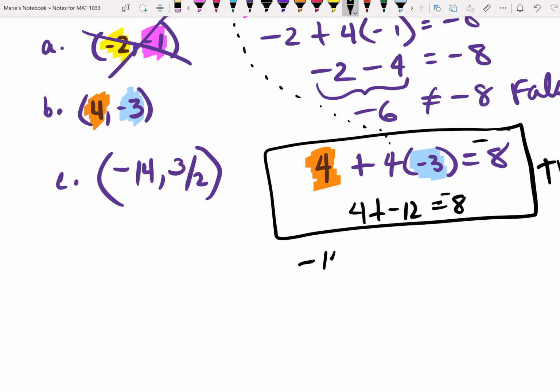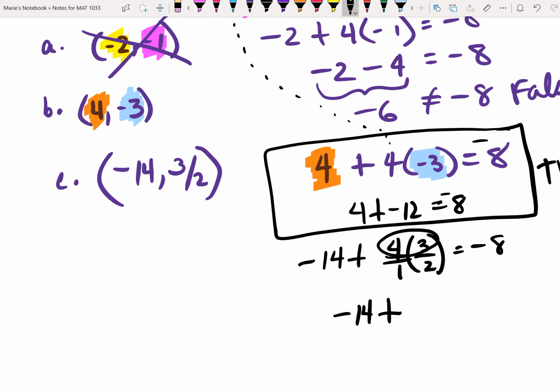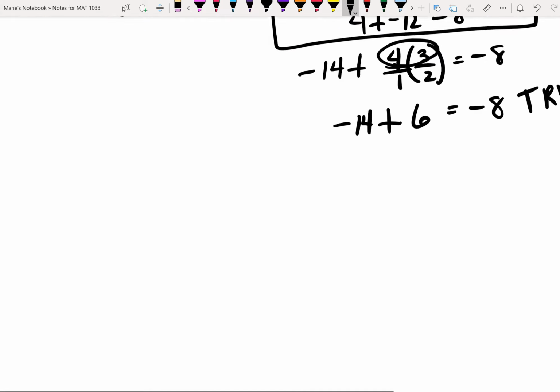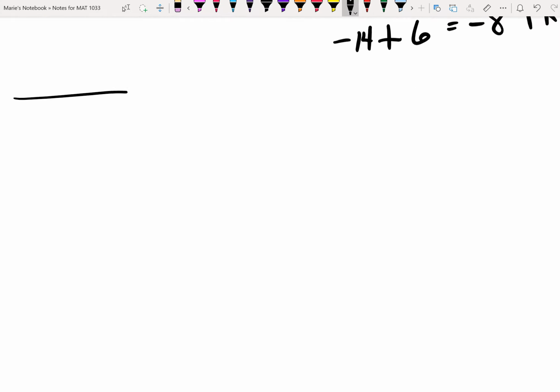So negative 14 plus 4 times 3 over 2. Now I'm going to show you how to do this one. This is 4 over 1. Okay? That's how easy this becomes. You literally are going to say negative 14 plus, this is actually 12. 4 times 3 is 12 divided by 2 is 6. Does that give you negative 8? And yes, this is true. Okay? So that's example 2. And that's substituting values to determine if the ordered pair is a solution for the equation.